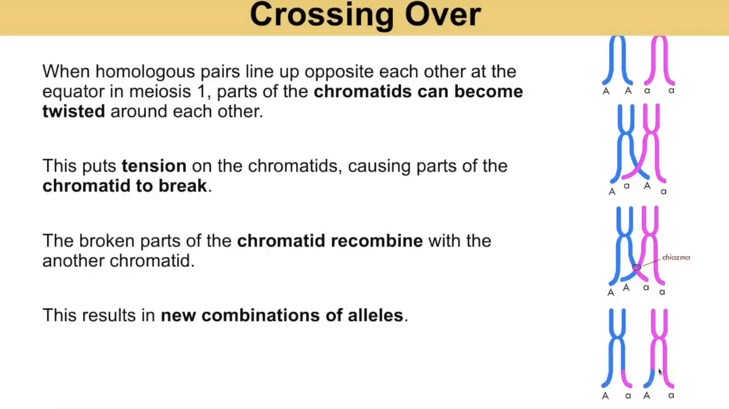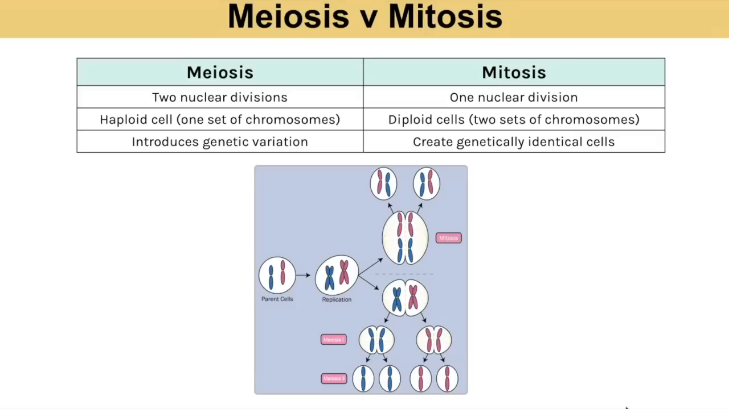And in doing that, we create new combinations of alleles, which is represented by the letters here. So originally, this chromosome only had a dominant allele, but now we've got a dominant and recessive. So when that's pulled apart, we've got new combinations of alleles on that chromosome. Now, comparing meiosis and mitosis, meiosis is 2 nuclear divisions, whereas mitosis is only 1. That's why meiosis results in haploid cells, whereas mitosis is diploid cells. Meiosis introduces genetic variation through crossing over and independent segregation. Mitosis creates genetically identical cells.